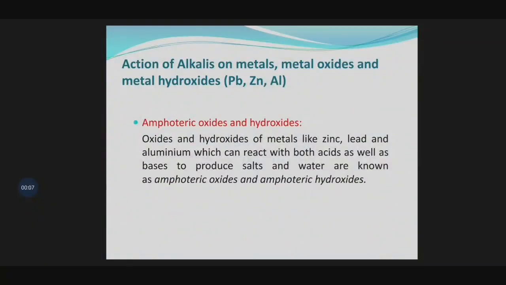Till now what I have explained is the action of alkali, that means NaOH or NH4OH, on the salt solution, and after that what is the precipitate that forms, their color, and whenever excess is added, whether they are soluble or not. Most of the questions are coming from this part, but there is one more part in your syllabus, that is action of alkali on metal, metal oxide and metal hydroxide. Three metals are written in the book: lead, zinc and aluminium. What is the action? That one is given there.